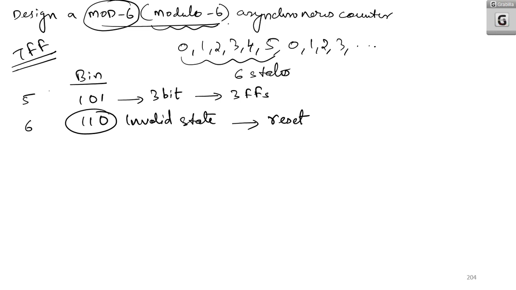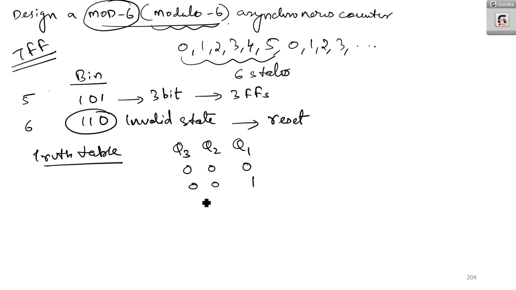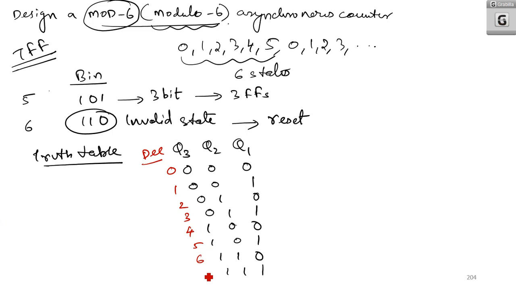Now, before going into the logic circuit, let me draw the truth table of that. So you are having 3 flip-flops, that is Q3, Q2, Q1. 0, 0, 0, then 0, 0, 1, then 0, 1, 0, 0, 1, 1, 1, 0, 0, 1, 0, 1, then 6 and 7. Now if you are writing the decimal equivalents, this will be 0, 1, 2, 3, 4, 5, 6 and 7.